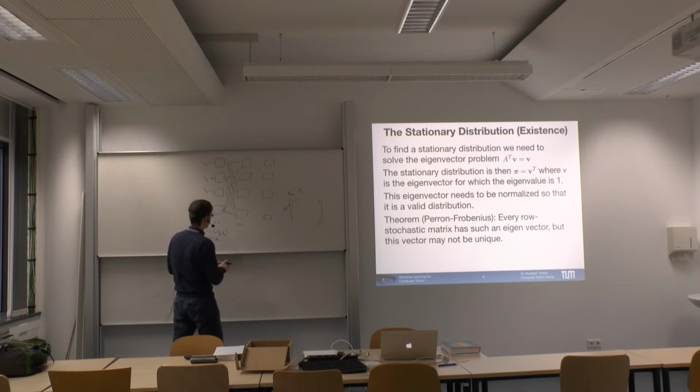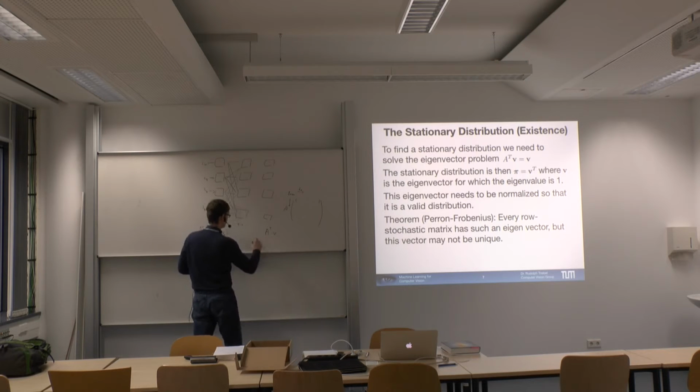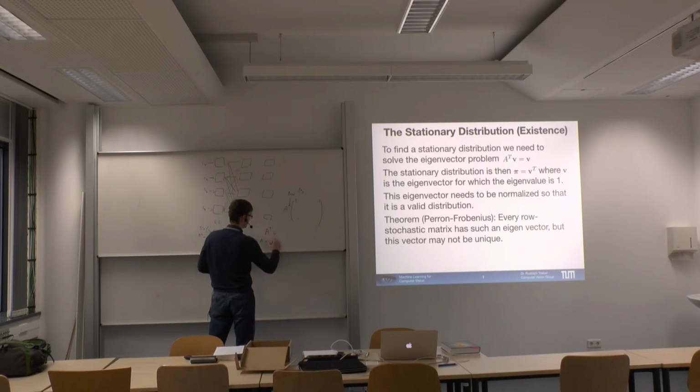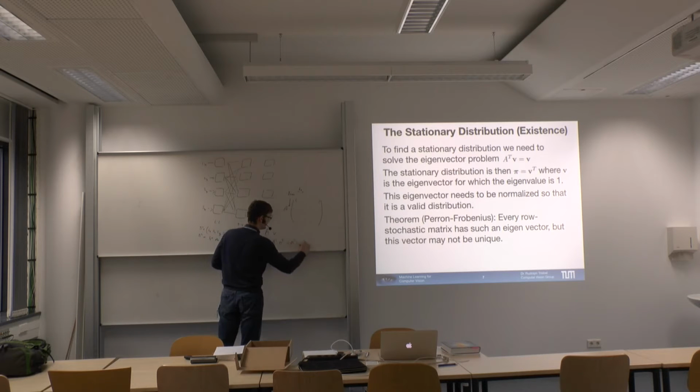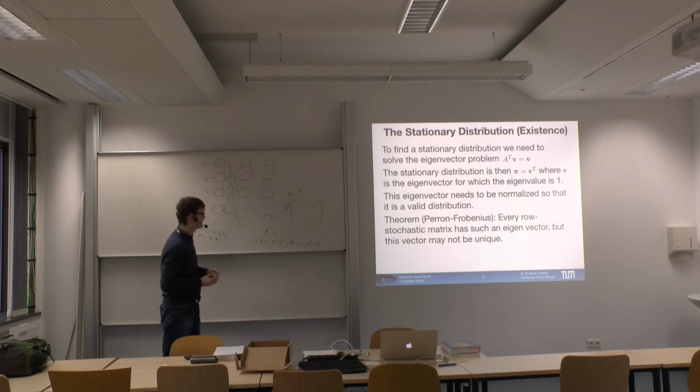So if we have A transpose v, and we say v transpose is pi, that means if we compute this here, A transpose v, sorry, we say pi A equals A transpose pi transpose, and this is A transpose v, and this is v transpose, and this is pi, right?